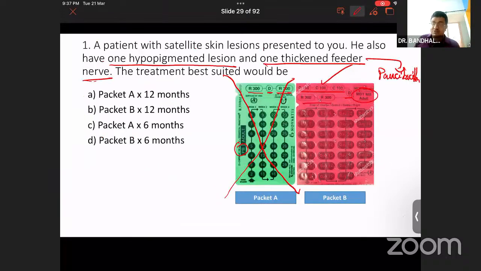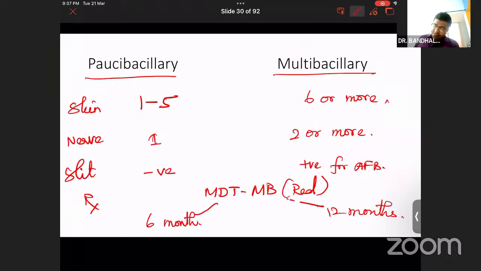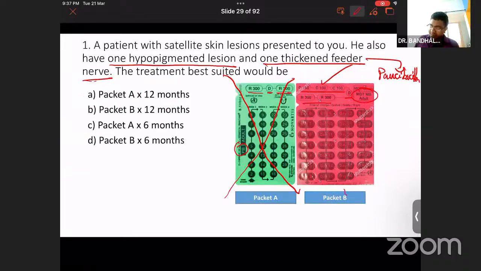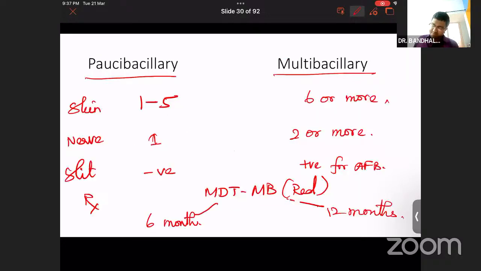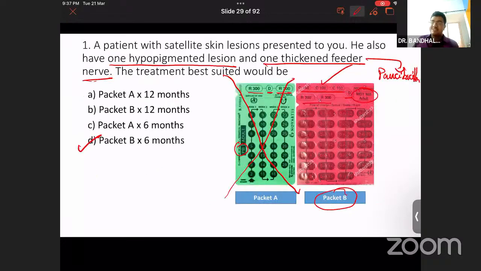So from this question, what will we understand? We have to know some recent things also. If we see the answer, it is multi-drug therapy, multibacillary for 6 months. You will see it is packet B. So packet B for 6 months. So option D is the correct answer. Right? So in this question, the take-home point is that the green kit is not used now. The paucibacillary kit is not used. Only the multi-drug, multibacillary kit is used: 6 months for paucibacillary cases, 12 months for multibacillary cases.